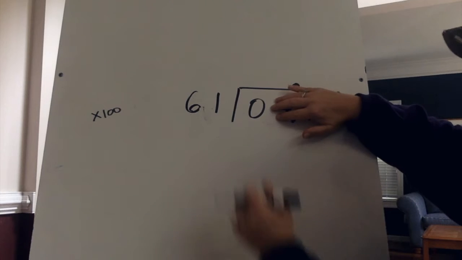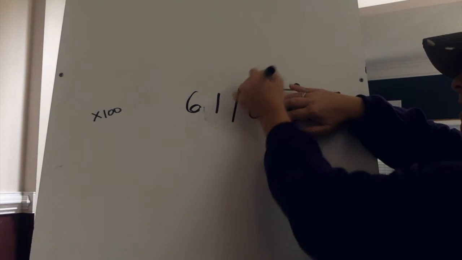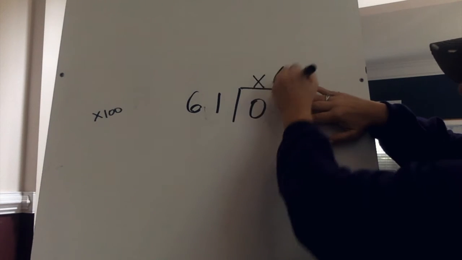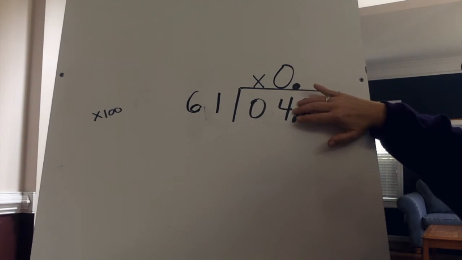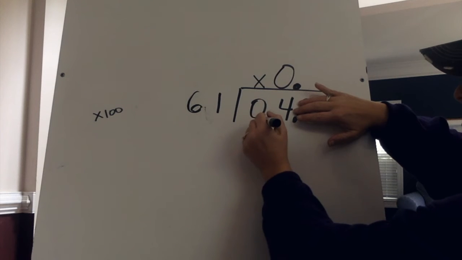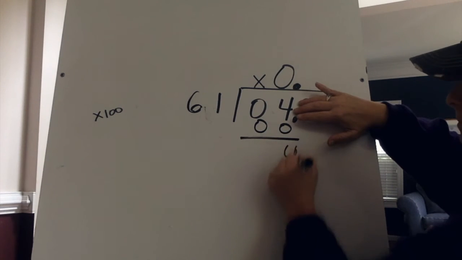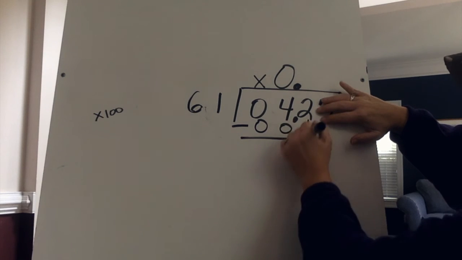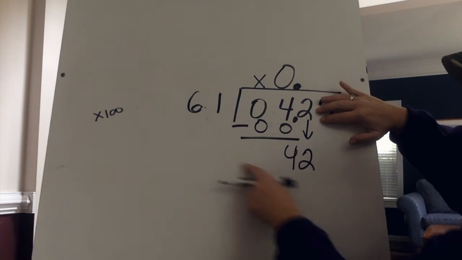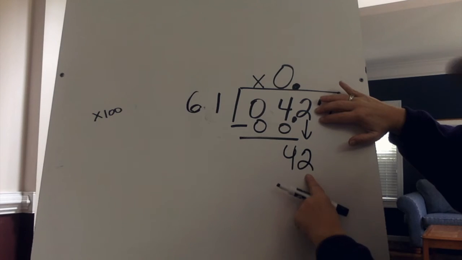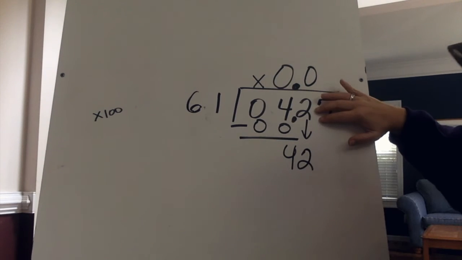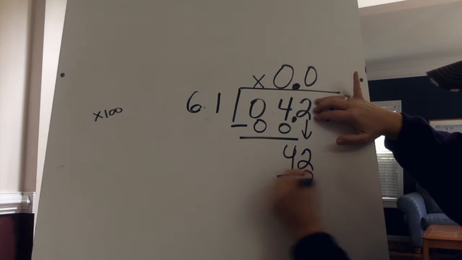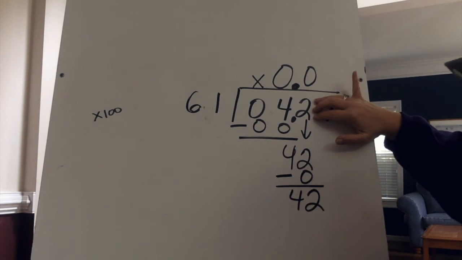How many 61s go into 0? None. How many 61s go into 4? None. I'm going to put a 0 there since it's sitting in front of that decimal. 0 times 61 is 0. So I have 4 left. Scoot over 1. Now I have a 2. How many 61s go into 42? None. Still too big. 0 has to go there to hold that place value in the 10th spot. 0 times 61 is 0, so 42 is left.